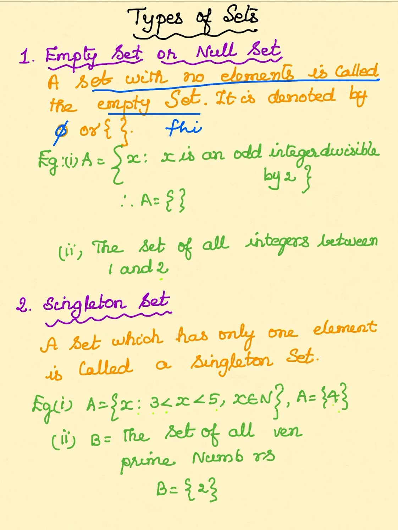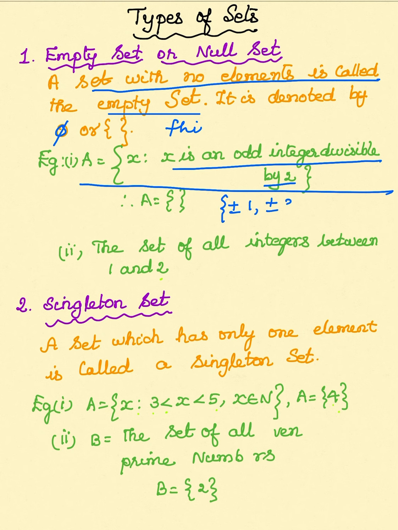So here let us go into the example. A is a set which consists of elements x such that x is an odd integer divisible by 2. So what are the odd integers? They are plus or minus 1, plus or minus 3, plus or minus 5, and so on. These odd integers are not divisible by 2. So we cannot have any elements in the set A. So A is equal to null set.